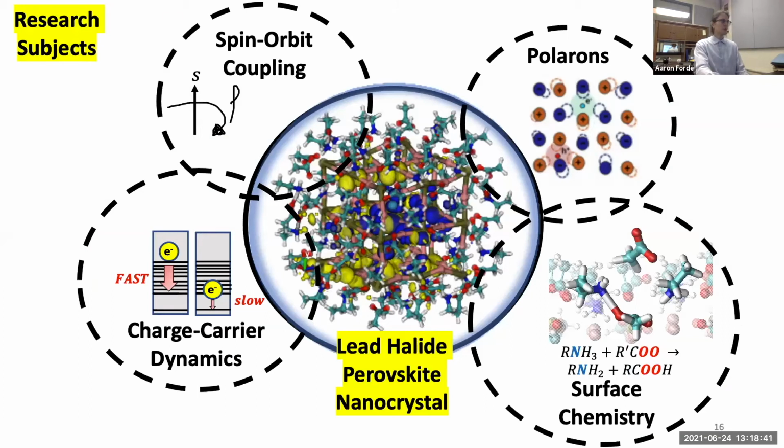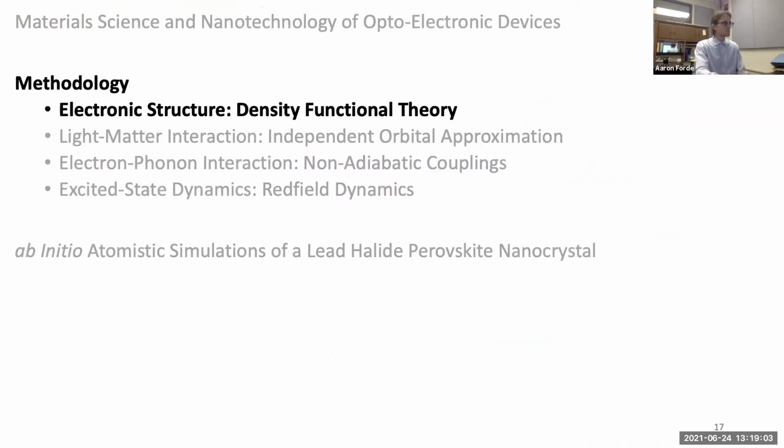And so just to summarize, the research subjects that I'll be covering in the next couple of slides in my studies are the impact of spin orbit coupling on charge carrier dynamics and the influence of polarons and surface chemistry on the dynamics as well, for this atomistic model of a nanocrystal. So quickly, I'll go through the methodology used to do the atomistic modeling.